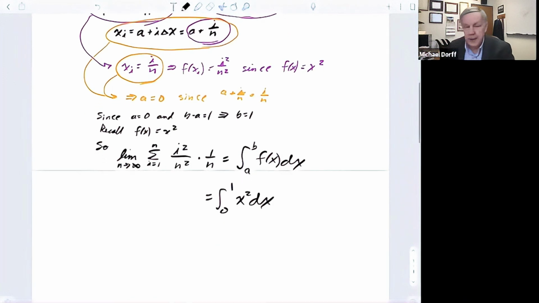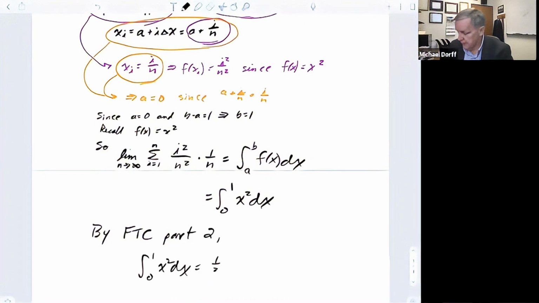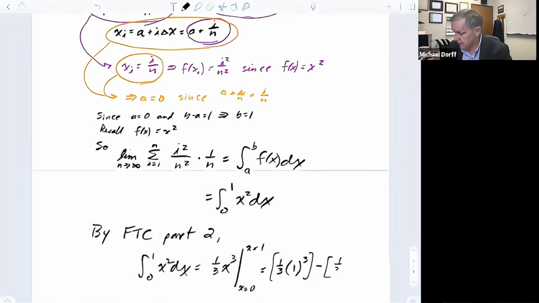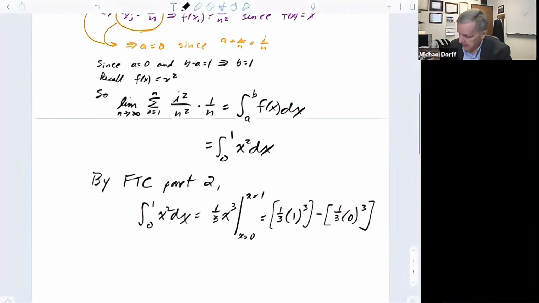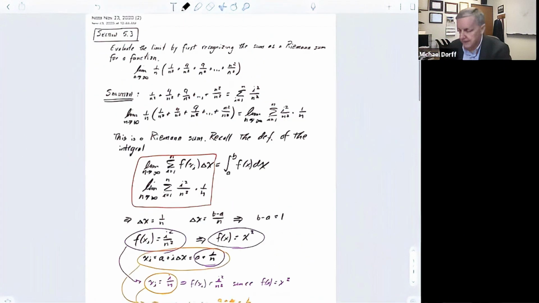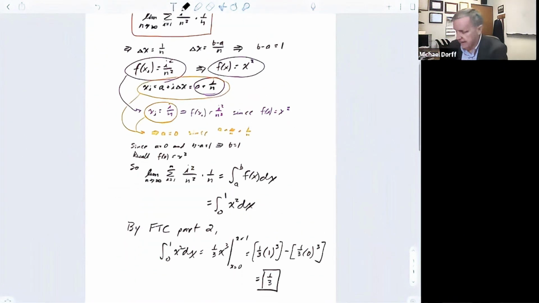Now I can use the fundamental theorem of calculus part 2. The integral from 0 to 1 of x squared dx equals 1/3 x cubed, evaluated from x equals 0 to x equals 1. When I plug those in, I get 1/3 times 1 to the third power minus 1/3 times 0 to the third power, and that all just equals 1/3. And so my original limit is 1/3.